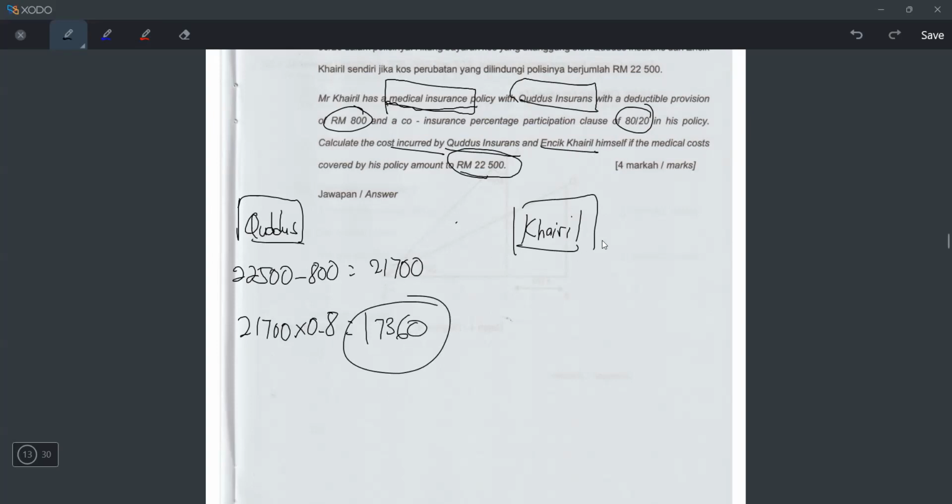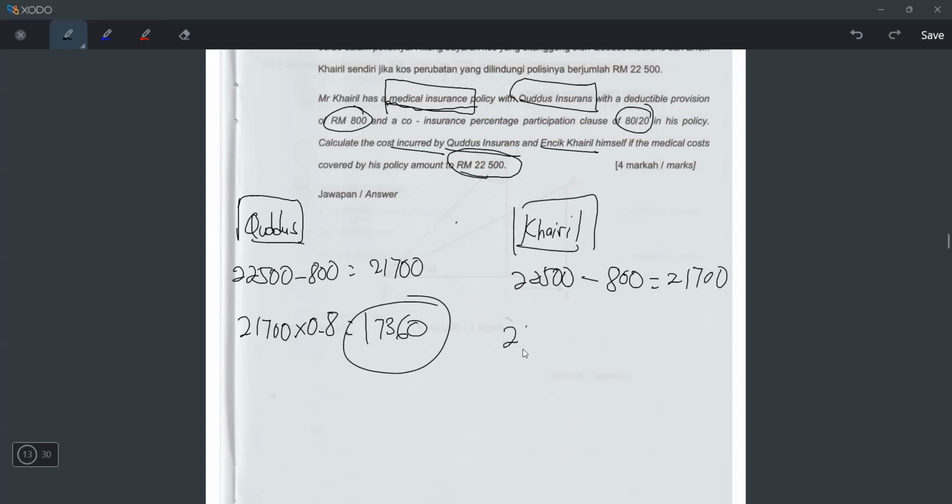But what I want to focus on is the Khairil one. How much does Khairil have to pay? Okay, remember this. You also do the same first step. The first step is always what? Take the loss. The bill, the loss, minus the deductible. Also, you get 21700. It means the first step is always the same.